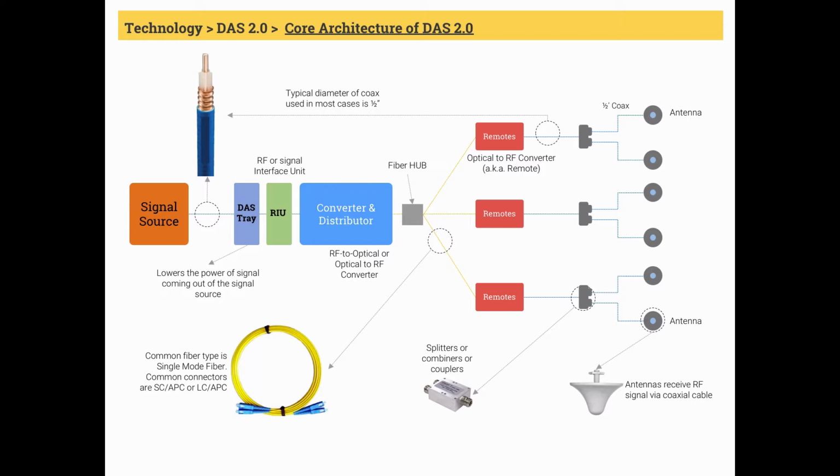We use a DAS tray in these cases. DAS tray takes the high input from base station and brings it down to the lower level that DAS can take. In this diagram, I have laid out elements of DAS 2.0 horizontally. In the next slide, I will present the same diagram, although a little simplified and vertically.